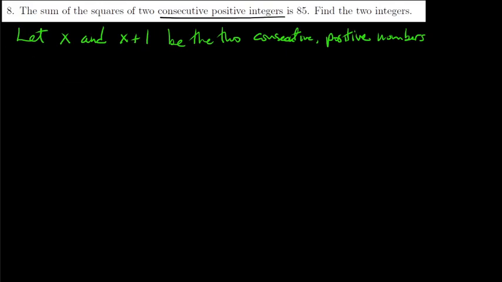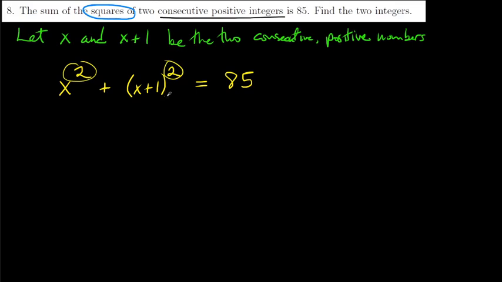What do we know about these two numbers? Well, we know the sum is 85. But wait a minute, not the sum of the two numbers, the sum of the squares of the two numbers. You have to square these. That is what is equal to 85. The sum of the squares of the two consecutive positive numbers. So that's the equation. Go ahead and solve it.